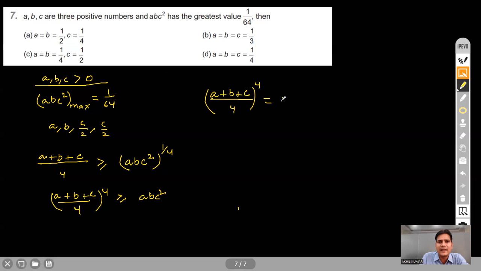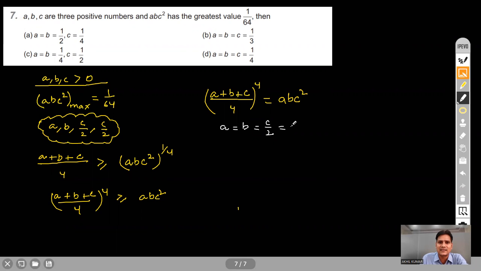This will be equal to A, B, C square, which means this equality will hold only when these 4 numbers, what we have considered here, must be equal. If this equality holds true, then all the 4 numbers must be equal. So for this to hold, we can say A is equal to B is equal to C by 2, right? Anyhow, this C by 2 and C by 2 will be equal to one another. So A must be equal to B and that must be equal to C by 2.